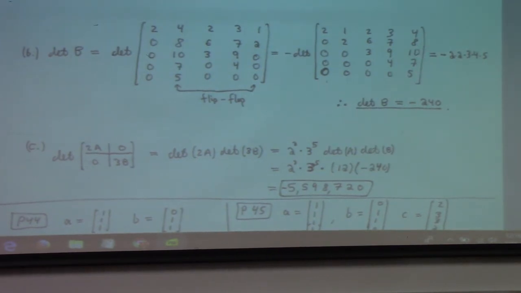Now this one here, you notice that if you take the second column and the fifth column and you flippity-flop them, then it's an upper triangular matrix. And the determinant of an upper triangular matrix is the product of the diagonals.